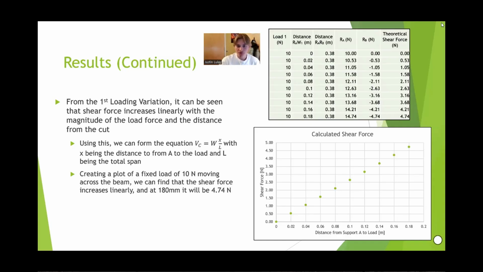The first table shows that as you increase the distance from support A to the right, you increase the shear force as well. It's not just the magnitude, but also the distance. It's linear, as well as the magnitude being linear. They're both linear relationships. When we put a load of 10 newtons at 180 millimeters from support A, it would be about 4.74 newtons, which differs from it being at 0.1, which would be 2.63 newtons. And yeah, next slide.